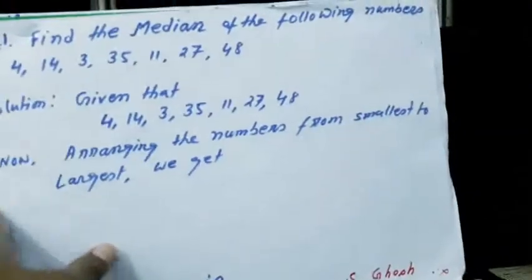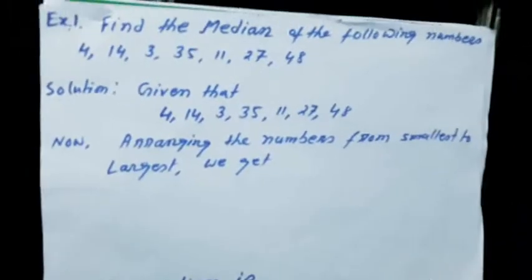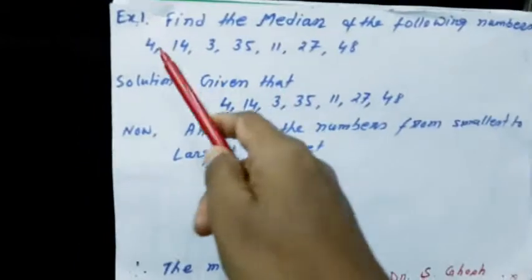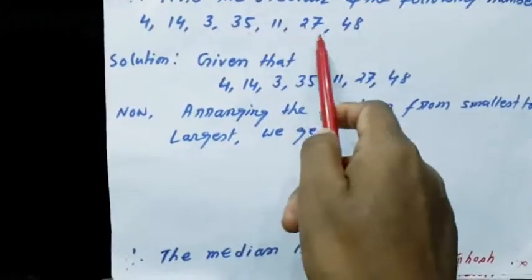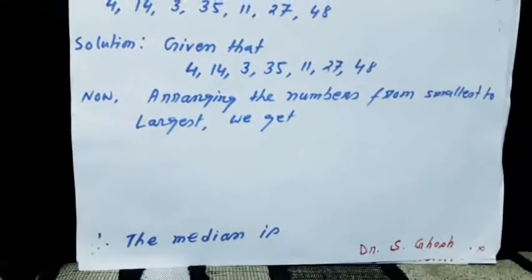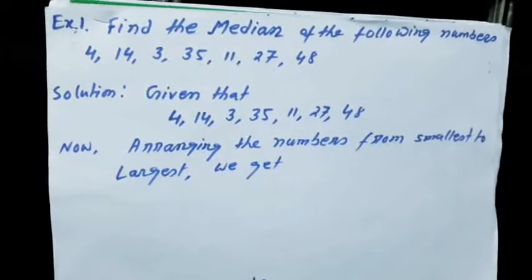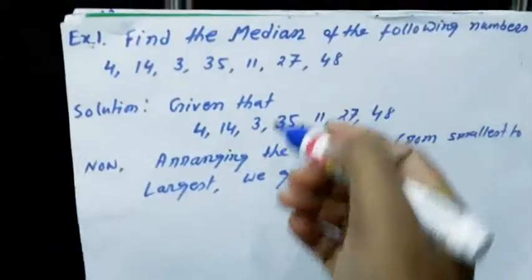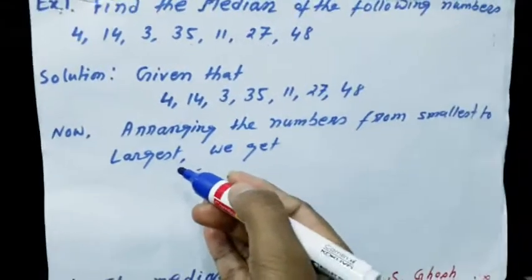Now see example 1. What is given? Find the median of the following numbers: 4, 14, 3, 35, 11, 27 and 48. These numbers are given. We have to find the median. Then what do we have to do? We have to arrange the numbers from smallest to largest.